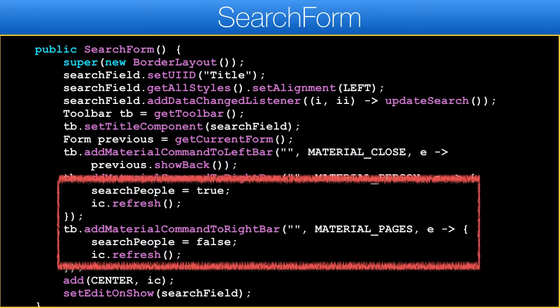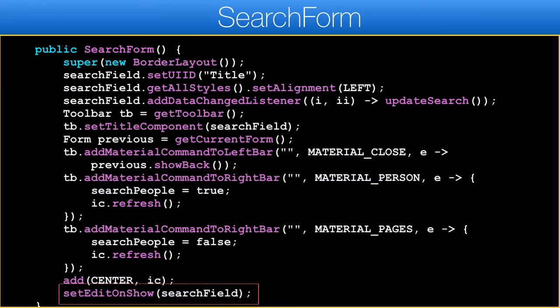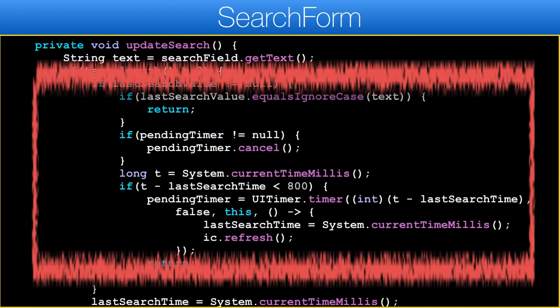There are 2 buttons in the title area that let us toggle people and post search modes. We invoke refresh when there is a change, which triggers a call to fetch components in the infinite container for the first page. When we show the form, the search field will instantly launch into editing mode. This is important with a virtual keyboard, so it won't just have focus, it will actually be in edit mode.